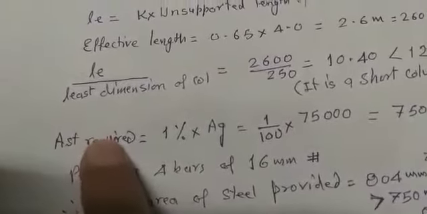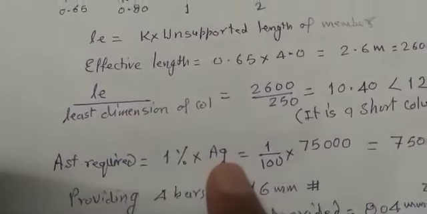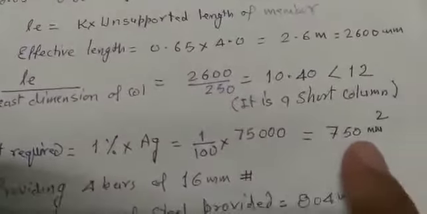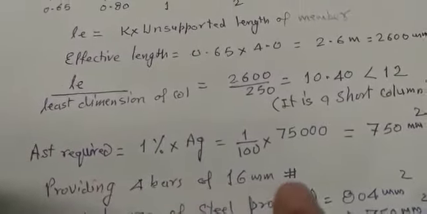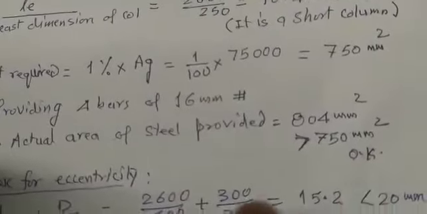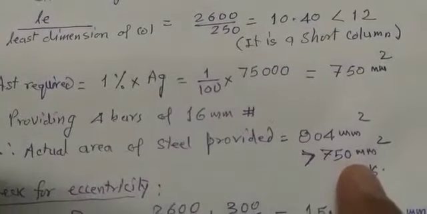Now we are calculating the area of the steel, which is taken as 1% of the gross cross-sectional area, which is 1% of 75,000, that is 750 mm square, assuming 4 bars of 16 mm diameter. So the actual area of steel provided is equal to 804 mm square, which is greater than 750 mm square.